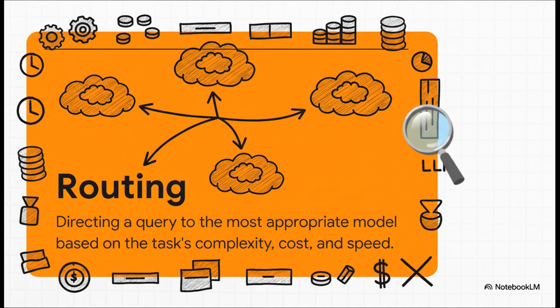Next up, routing. Imagine you have a smart traffic cop for all your AI requests. A router can take a look at a task, figure out how complex it is, and then send it to the right model for the job. You got a simple summarization task? Great. Send it over to a cheap, fast model. But complex code generation? Okay, then you can call in the big, expensive, powerful one.